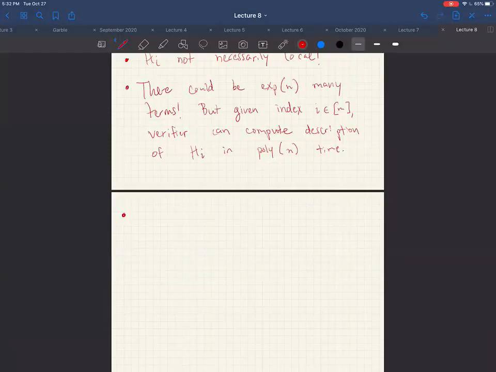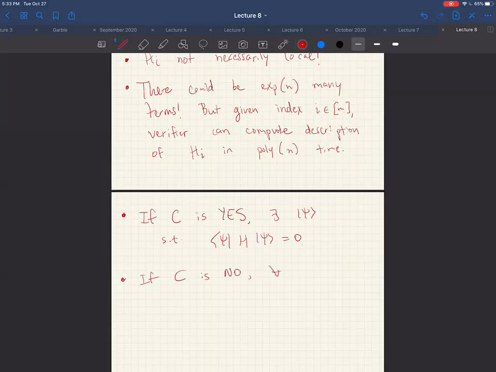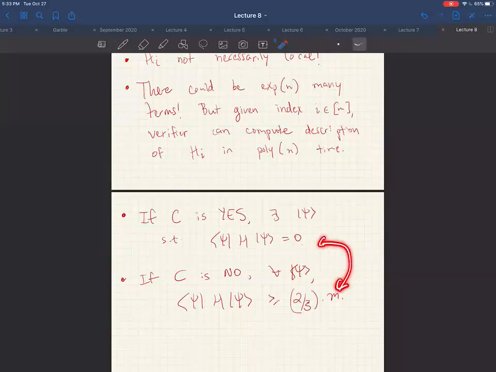Okay, so just a couple more properties. We started from a circuit, and we created this local Hamiltonian. What's the relationship between the two? If C is a yes instance, then there exists a ground state such that it has energy zero. And if C is a no instance, then for all states, the energy is going to be very high. In fact, it's going to be something like 2/3 times n. So there's actually a huge gap between these two cases.